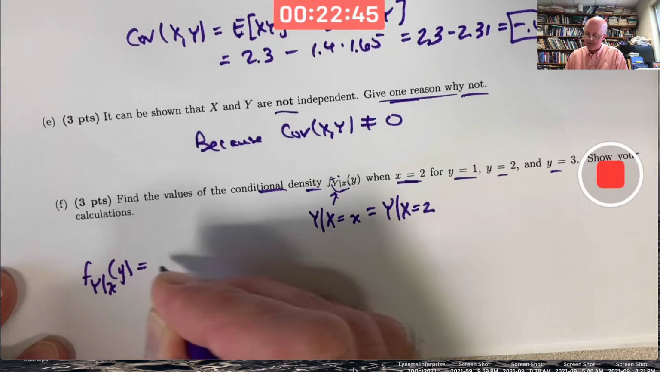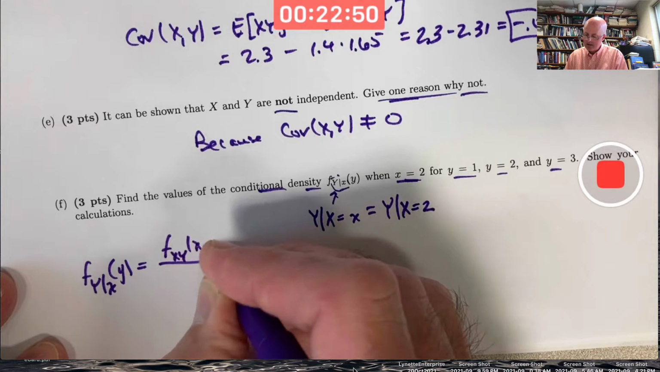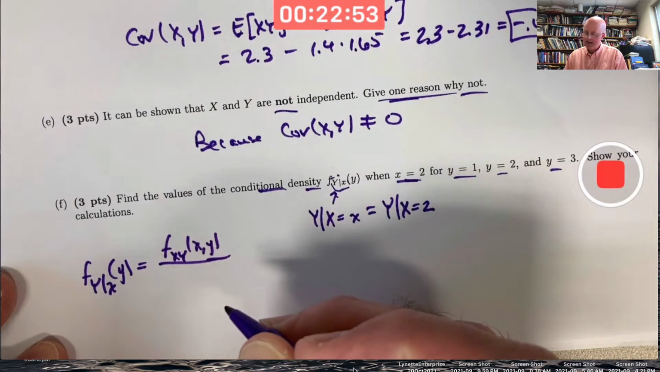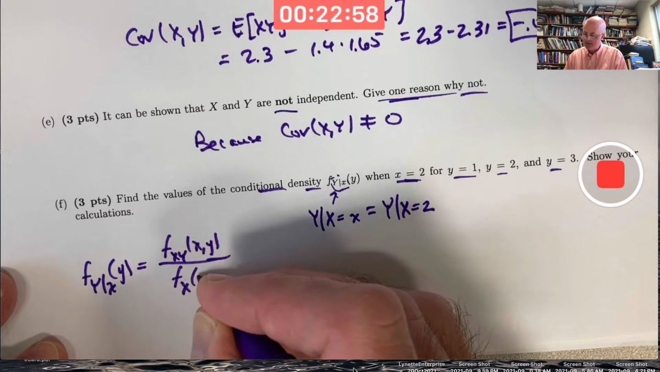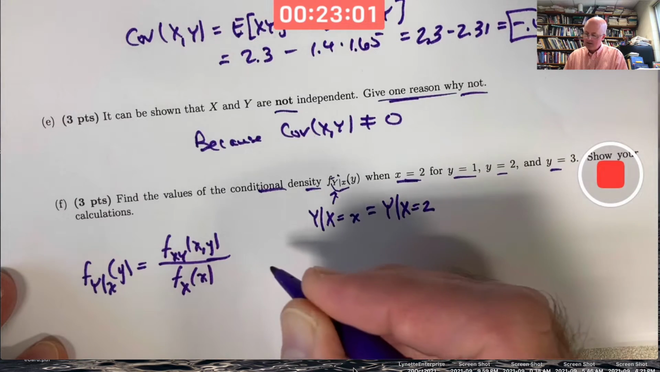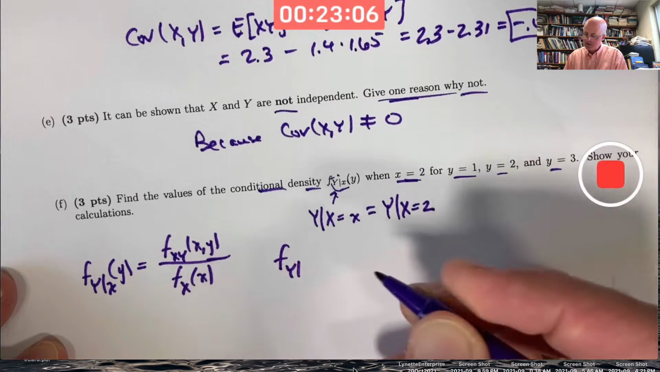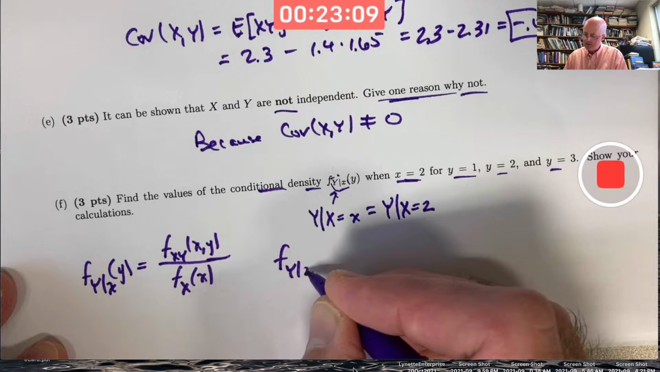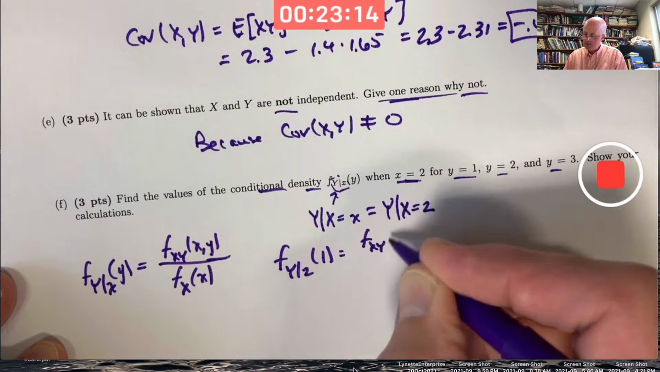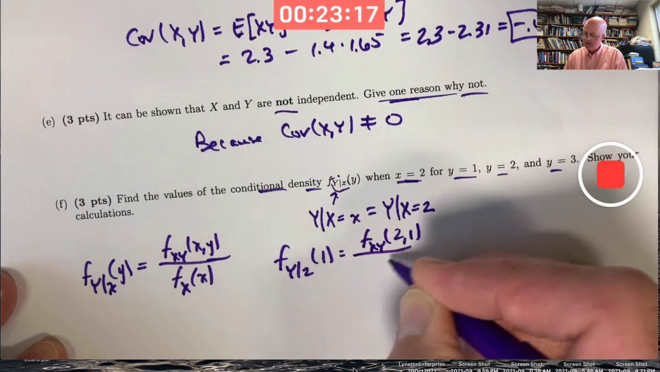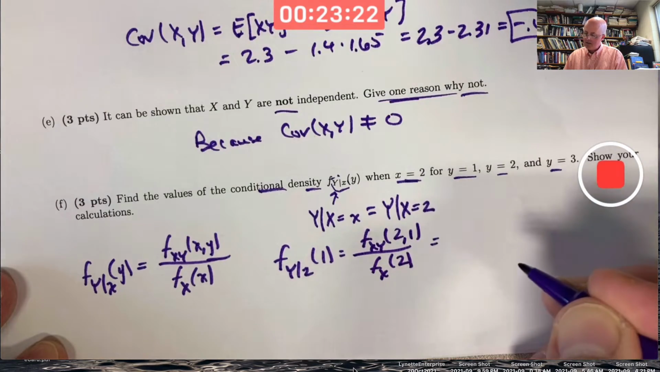for this thing, it's the ratio of the joint density divided by, we're assuming capital X takes on a value of little x. So we need to divide by the marginal density for capital X evaluated at little x. So if I do this when little x is 2, I'll just write a 2 there, and little y is 1, I get the joint density value when little x is 2 and little y is 1, divided by the marginal value when little x is 2. Hopefully I don't make a mistake.